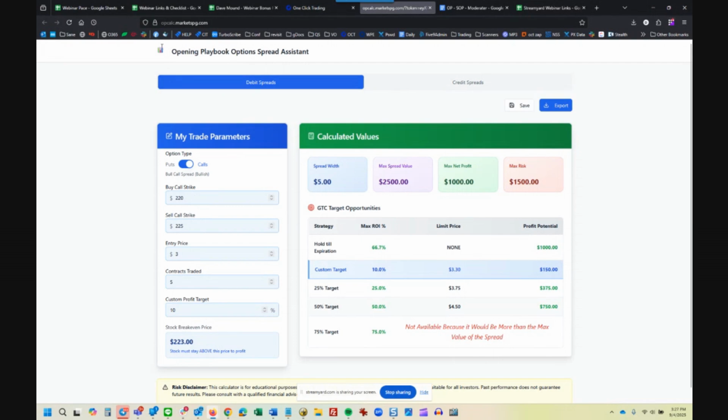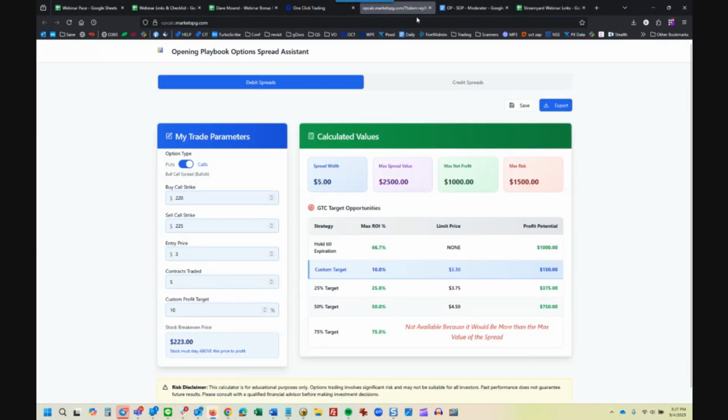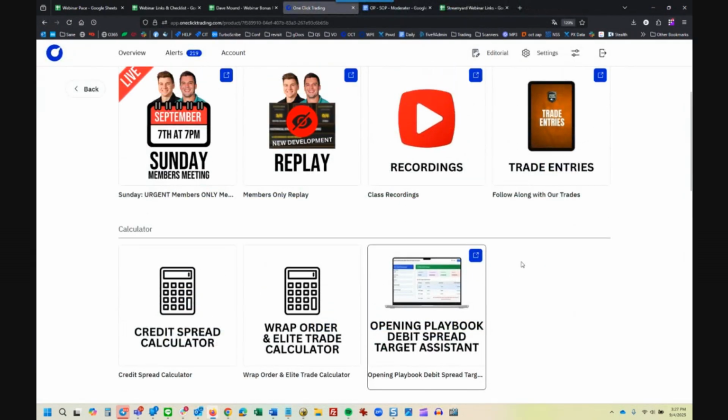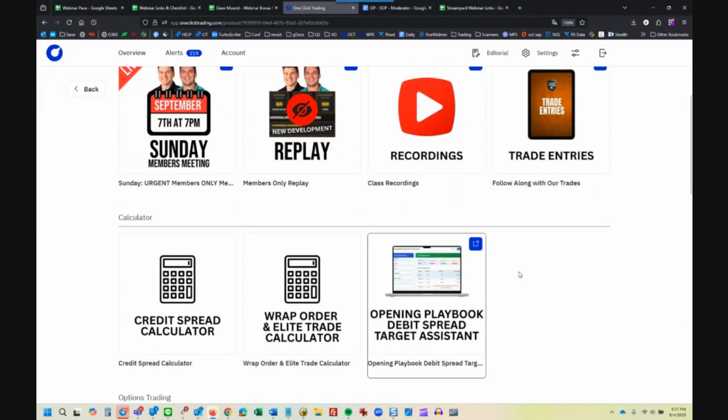So hopefully that's what you were looking for, Steve, and anybody else who was looking for the calculators inside the opening playbook. Once you do that, you can close that tab and it'll bring you back. It opens in a separate tab at the top, so you can bring it back to the opening playbook members area just by closing that tab when you're done.